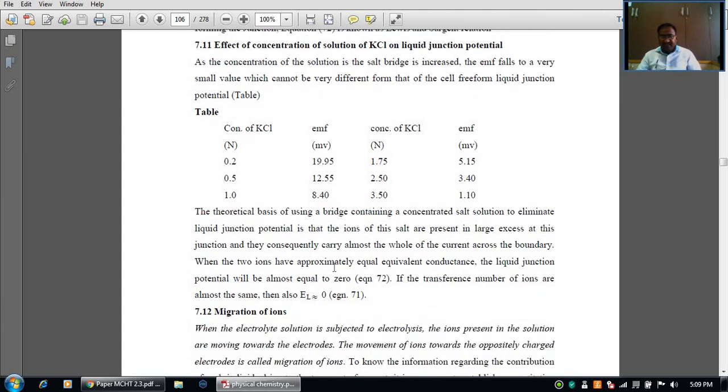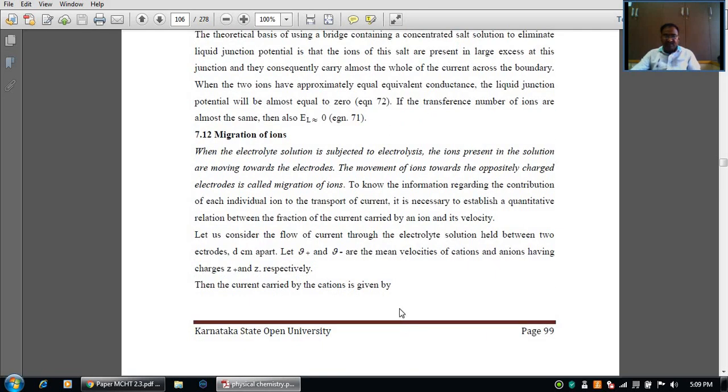The theoretical basis of using a bridge containing concentrated salt solutions to eliminate the liquid junction potential is that the ions of this salt are present in large excess at this junction, and they consequently carry almost the whole of the current across the boundary.